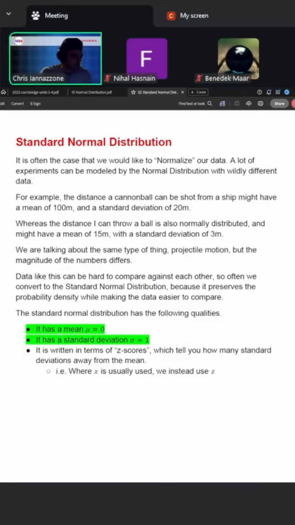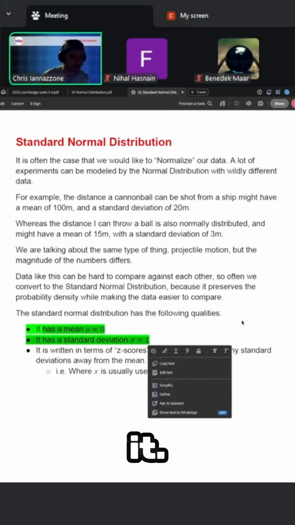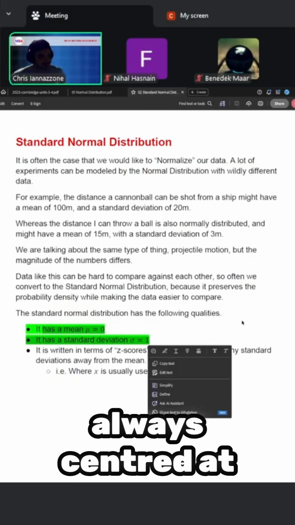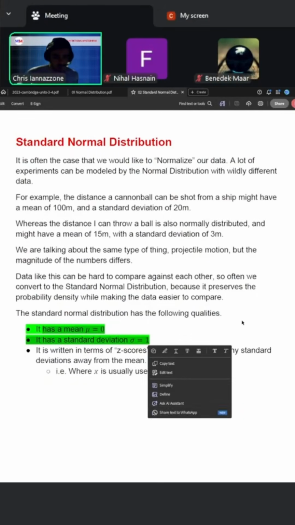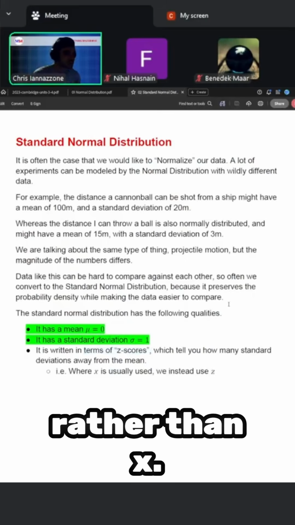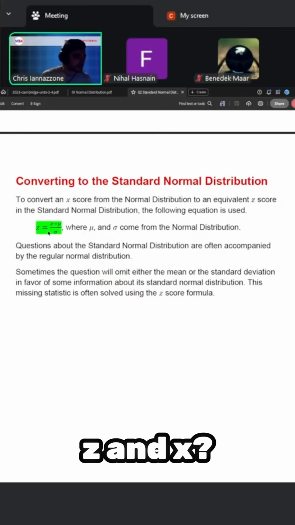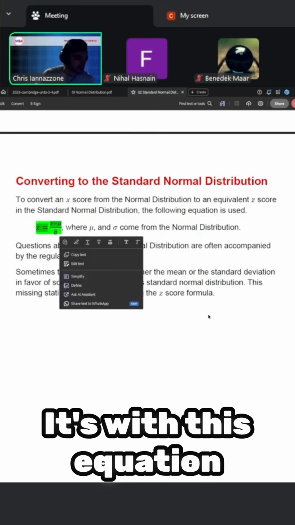The standard normal distribution works exactly the same as the regular normal distribution, except it's a very specific version of it. It has a mean of 0, so it's always centered at 0, and it has a standard deviation of 1. What you'll find is that questions that refer to the standard normal distribution, you'll often write in terms of z rather than x. So how do we actually convert between our z and x? It's with this equation here.